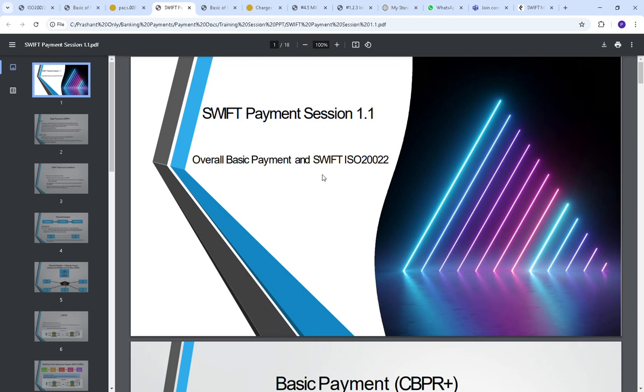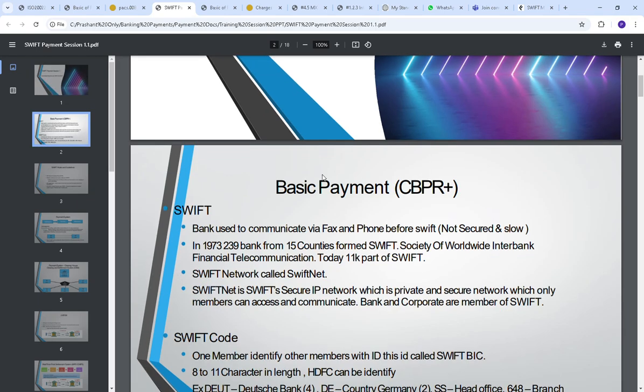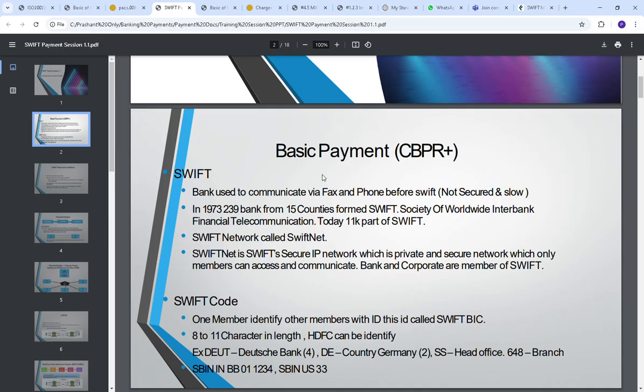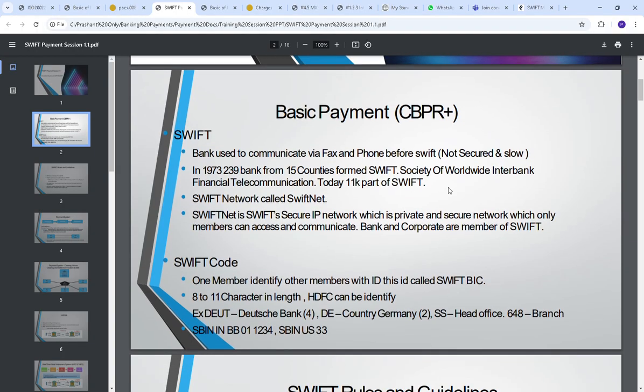So this is the next version of your learning. You already know now what CBPR is, so we are going backdated now. What is CBPR? Cross-border payment system. SWIFT is the Society for Worldwide Interbank Financial Telecommunication, which is used for an 11-digit code. Okay, that is there.